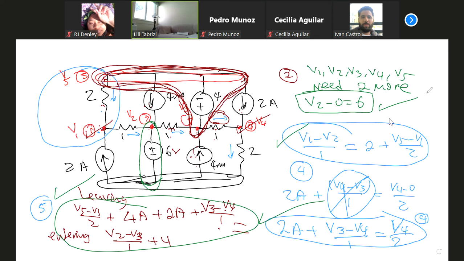Yep. Okay, go to the 4-volt voltage source. How do you connect the 4 volts to the voltages at the 2 terminals? The 4 volts is connecting node 3 and node 5. How are node 3, node 5, and 4 volts related? Using the reference node.